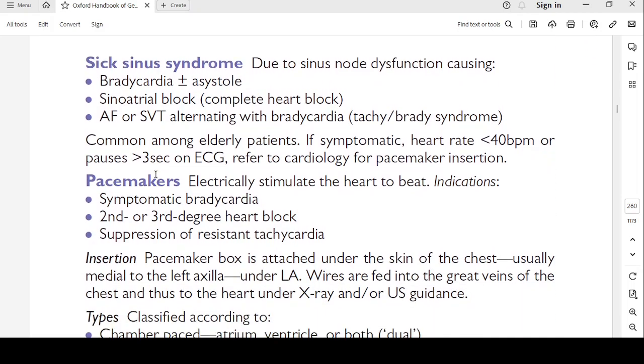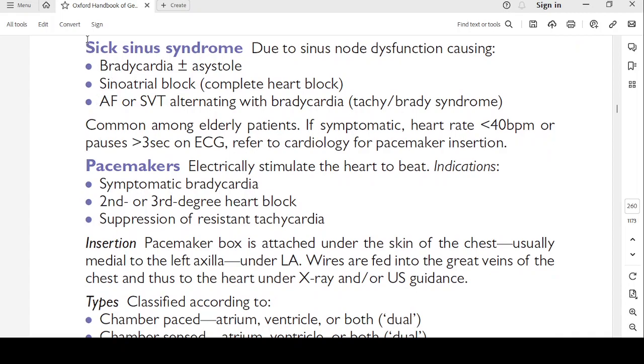Sick sinus syndrome. Due to sinus node dysfunction causing bradycardia plus asystole, sinoatrial block, complete heart block, atrial fibrillation or SVT alternating with bradycardia, tachy-brady syndrome. So this is sick sinus. This sinus is sick. It can either cause a bradycardia plus asystole, or it can cause a complete heart block, or it can cause a tachy-brady syndrome. Common among the elderly patient.